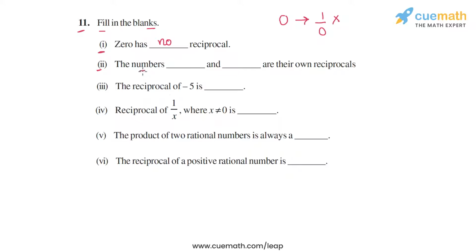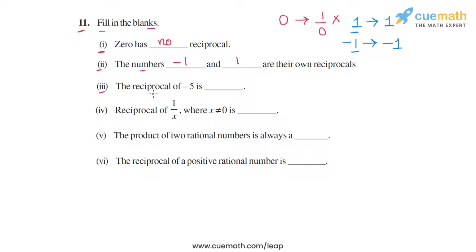Statement 2 says the numbers dash and dash are their own reciprocals. This is something we discussed in the previous question of this exercise also. There are exactly 2 numbers which are their own reciprocals. And those 2 numbers are 1 and -1, because the reciprocal of 1 is 1 by 1, which is 1, and the reciprocal of -1 is 1 by -1, which is again -1. And if you take any other non-zero rational number apart from 1 and -1, the reciprocal will be different from the original number. So the only numbers that are their own reciprocals are -1 and 1. So that completes statement 2.